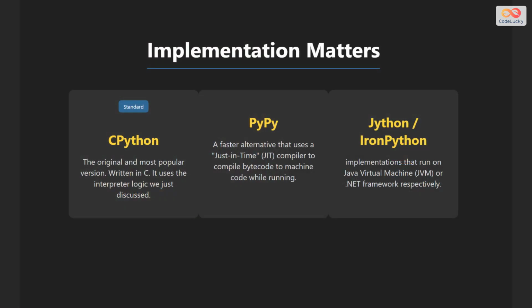It is important to note that what we are describing is CPython, the standard version of Python you download from python.org, but there are others. PyPy uses just-in-time compilation for speed. Jython runs on Java, but CPython is what most of us use every day.